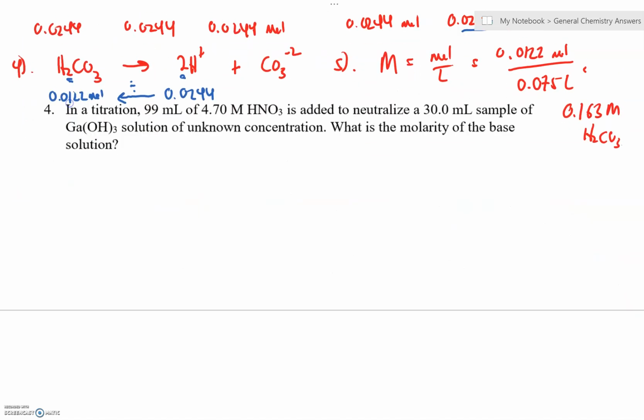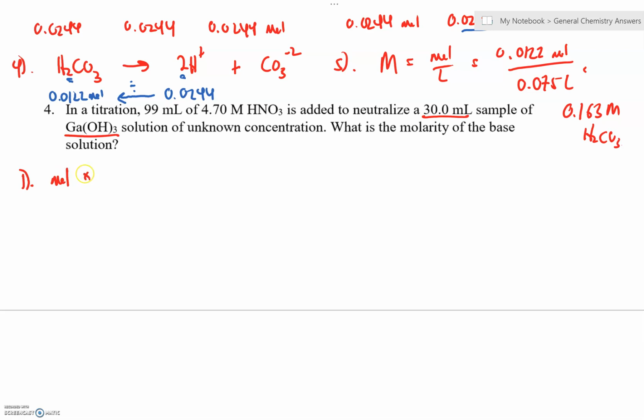Okay. Last one. Here we go. We have 99 mils of our known, 4.7 molar HNO3, and we're trying to find the concentration of a 30 mil sample of this stuff. All right, let's do it. You guys know what you're doing now.